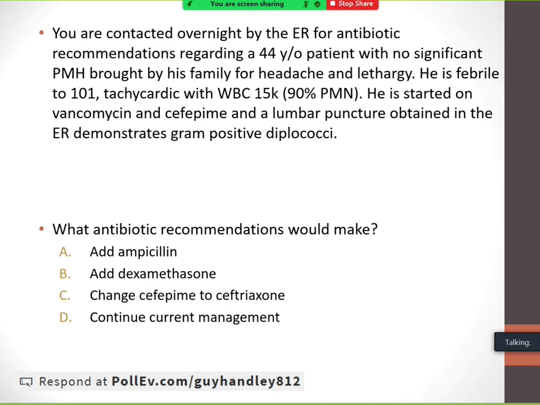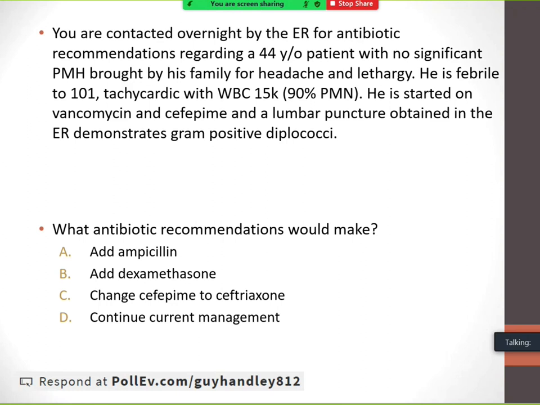All right. So we got a pretty interesting split. I know not everyone can see it, and for time's sake I'm not going to switch back and forth. But for add ampicillin, it got 14% of the vote. Add dexamethasone, 29%. Change cefepime to ceftriaxone got 43%, and continue current management at 14%. So what condition does this patient have, I guess? What are you most worried about?